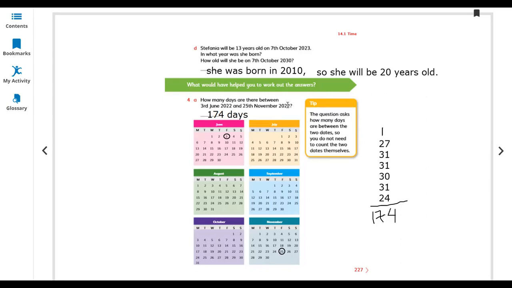Just write 174 days. You can count one by one also, 1, 2, but it will take a long time. So just write at the side the month, because mostly a month has 30 or 31 days. Only in June we will write, and for November, fewer days.